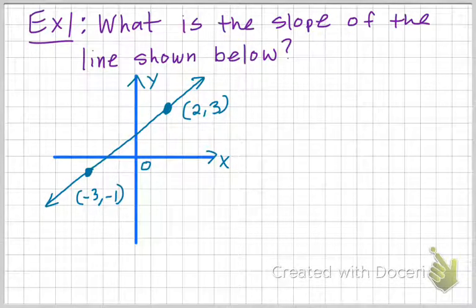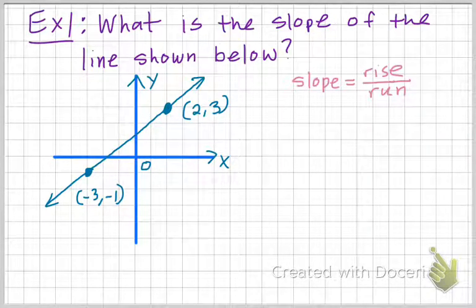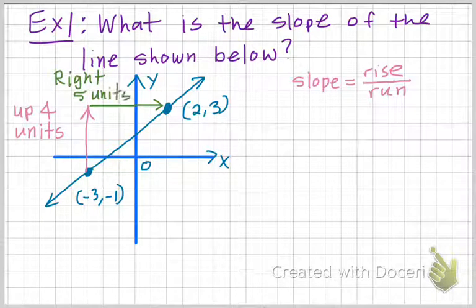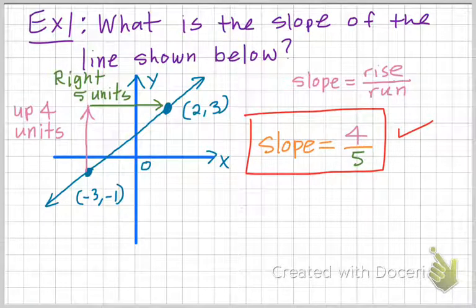We have our first coordinate or point at -3, -1, and our second coordinate or point at 2, 3. So slope is rise over run, so we want to see how much our graph between these 2 points rises, which is going up vertically, and how much it runs, which is how far it goes horizontally. So we go up 4 units and right 5 units. So therefore our slope is going to be 4 over 5 because we rose 4 units and we ran, or went to the right, 5 units.